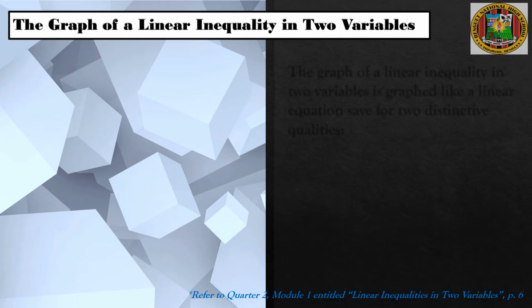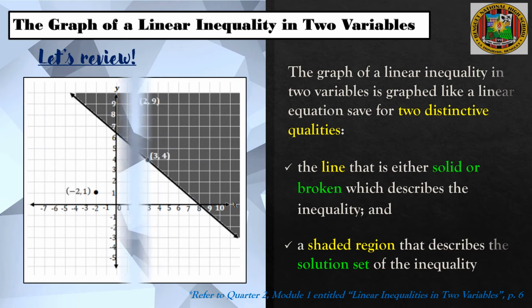Let's review how the graph of a linear inequality looks like. The graph of a linear inequality in two variables is similar to the graph of a linear equation except for two things: the line that is used, which is either solid or broken depending on the inequality symbol used, and a shaded region that describes the solution set of the inequality.